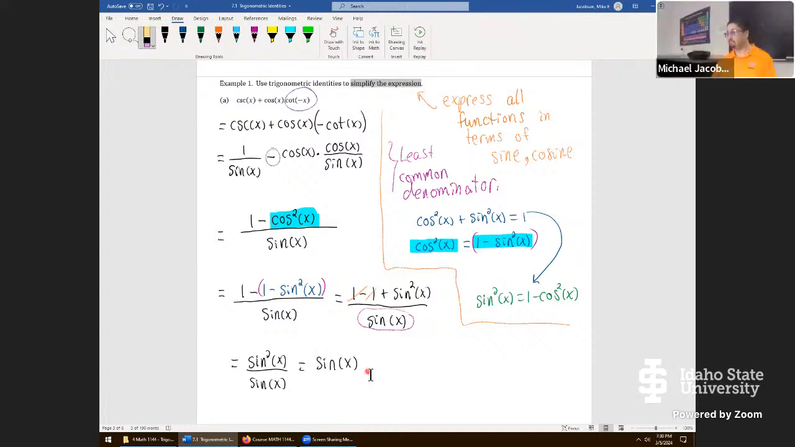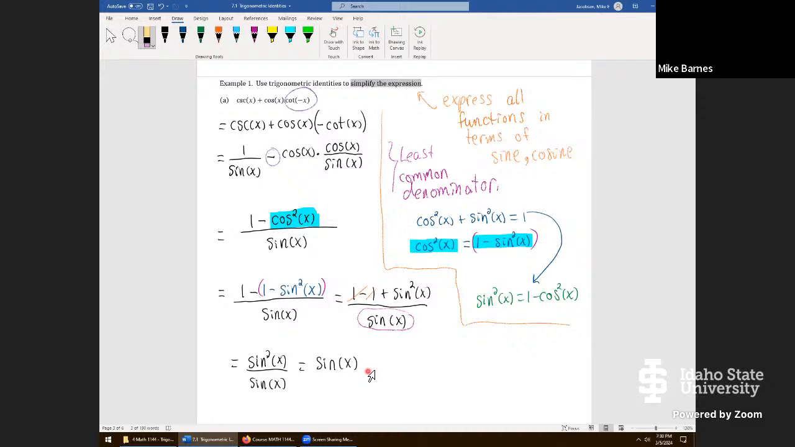I just have a quick question. Yeah, go ahead. In the second portion of that problem where you got the negative cosine x, how did you get negative cosine x versus like positive cosine x?